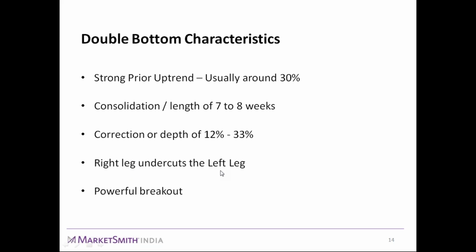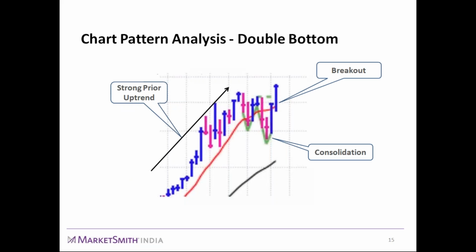Now the reason why I'm saying the right leg should undercut the left leg is that in a volatile market, after this uptrend some people start selling out, but then the market starts pulling back, so the stock also starts moving higher. But because of the overall volatility of the market, people might start selling again, and here the second leg starts undercutting the first leg. This is very important because we need to be sure that any weaker investors who are there need to be shaken out of the stock.